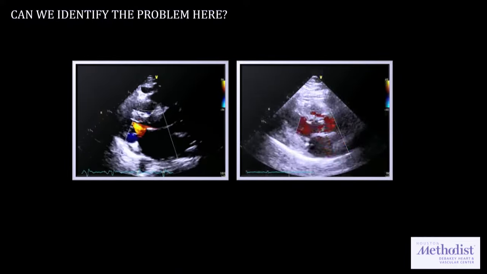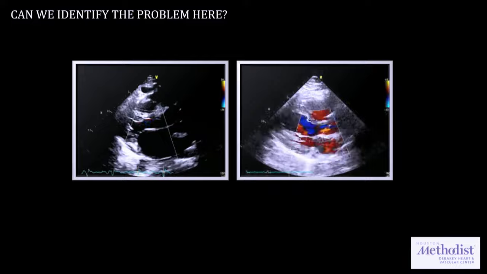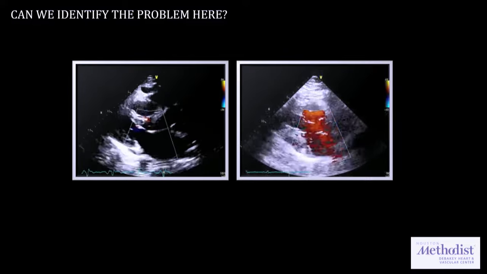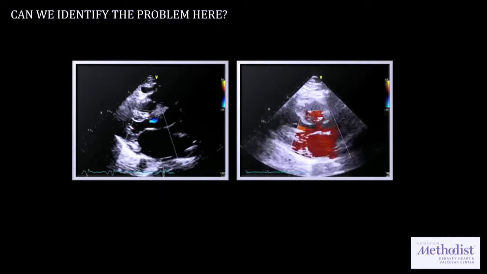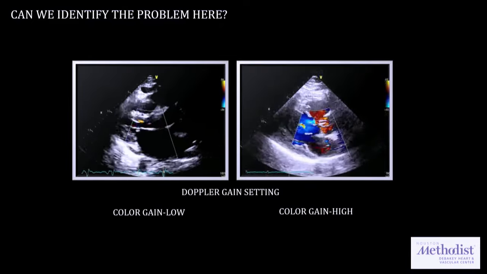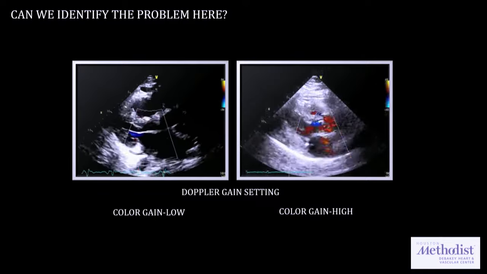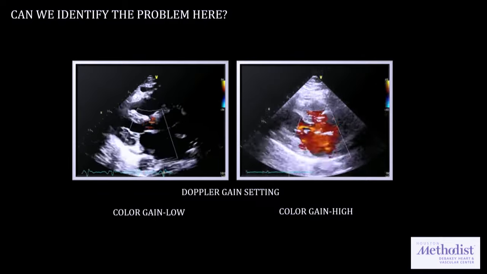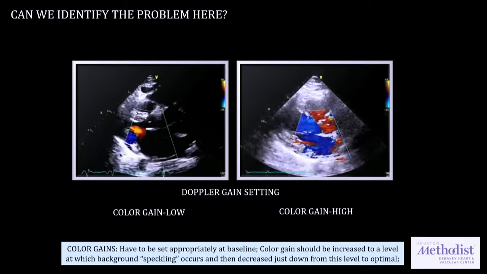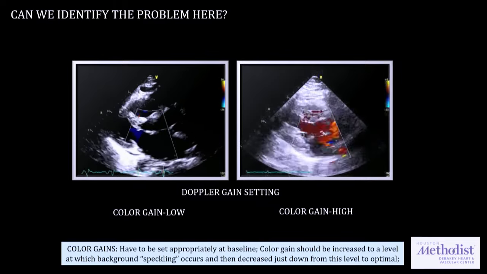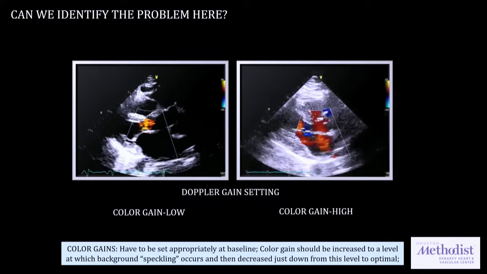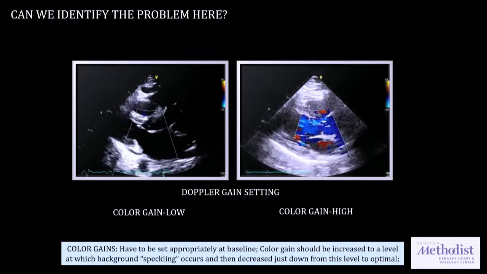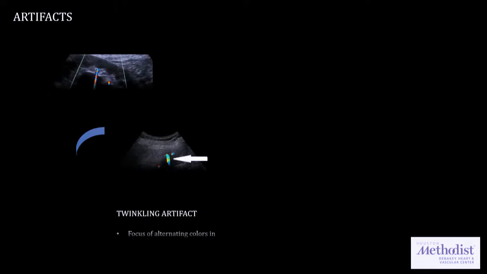Let's see if any of the sonographers can guess this. Rita, what's wrong with this? Yeah, exactly, right. I think it's very important to recognize this too. In this case, the color gain is too low. In this case, it's actually high. How do you set it? Every time you turn on the machine, I always tell you to make sure you're checking the color gains. Increase it to a level where it's speckling and then bring it down to the optimal level. So whenever you see something which doesn't make sense and it's happening in every view, that's when you go back and reset your color gain settings.